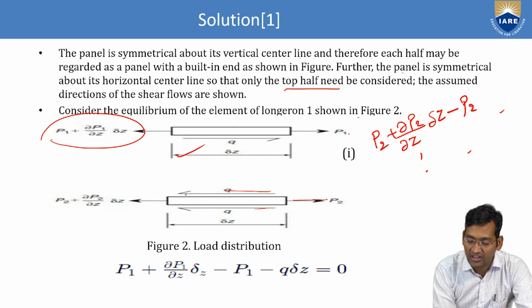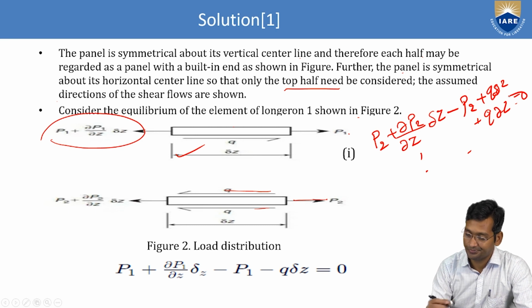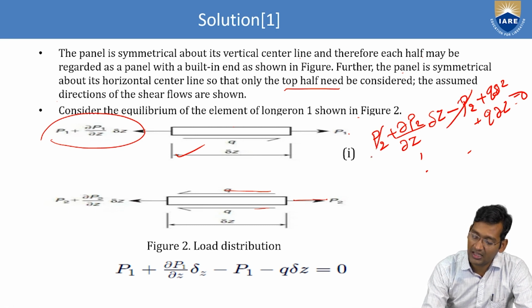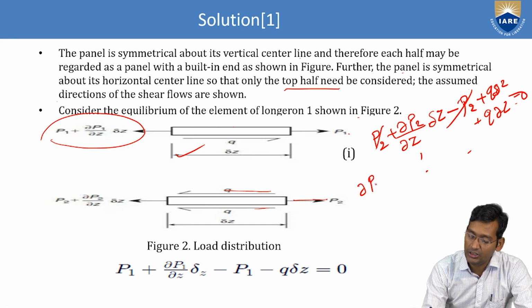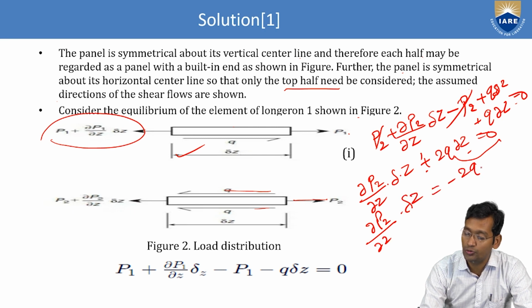Both Q is acting in this direction. So Q plus Q del Z plus Q del Z, that is equals to 0. Right, so P2 will get cancelled. Here del P2 by del Z into dou Z, then plus 2Q dou Z, that is equals to 0. Now take this to this side, so del P2 by del Z into del Z equals to minus 2Q del Z.